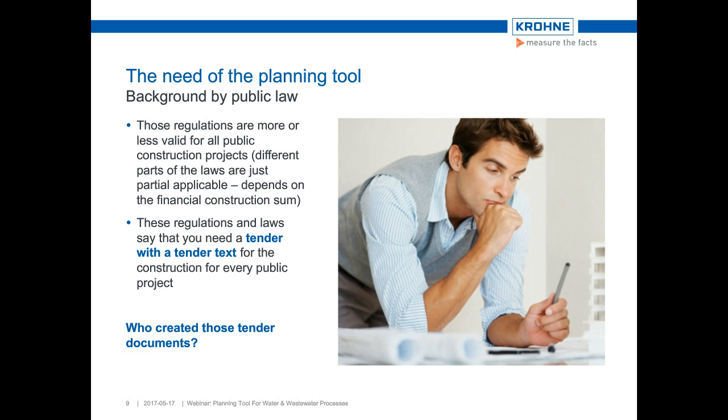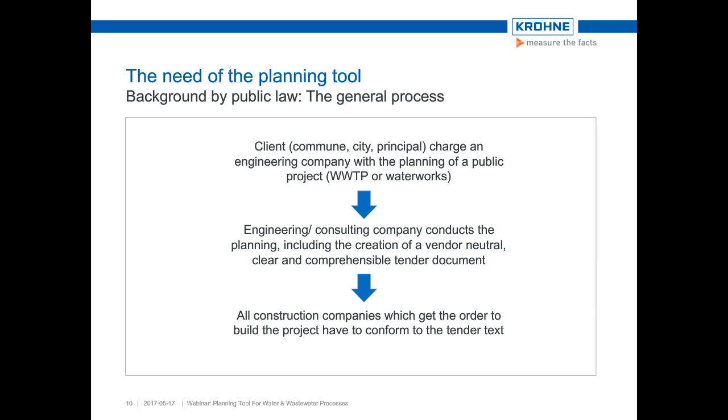We'll see it on that slide. Basically, a commune or a city is the client to build a wastewater treatment plant or a waterworks or a pipe network or whatever. They then charge an engineering company with the planning for this project, and they create the specification text, which is part of the whole tender. Then different construction companies can apply for this project and need to conform to this specification text.